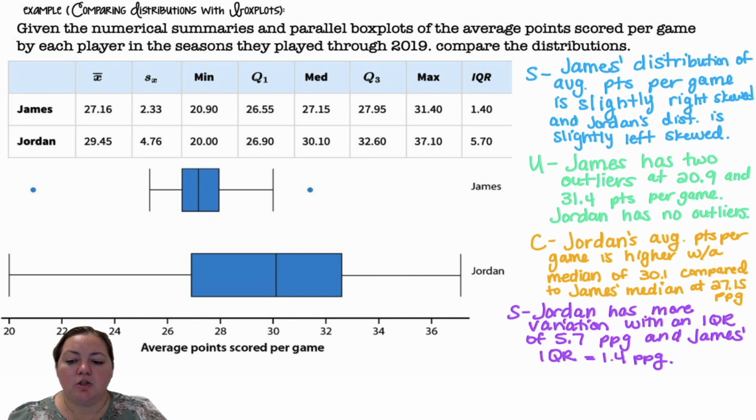And spread. Jordan has more variation with an IQR of 5.7 points per game, and James's IQR is 1.4 points per game. So for spread, literally look at how spread out it is.